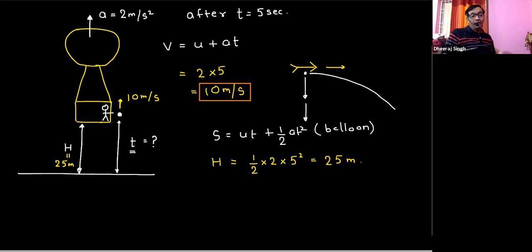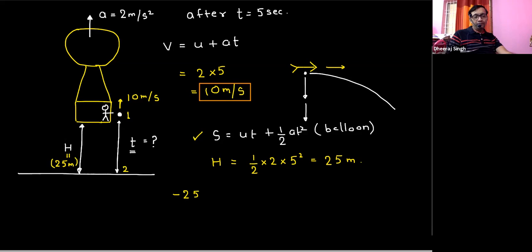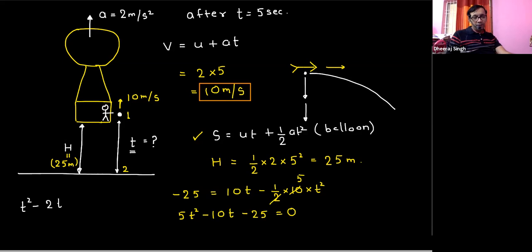So what I will do, I have the displacement 25 meters, right? So I'll use s equal to ut plus half a t square. This is my initial point, point number one. Final point, point number two. Between these two points, I will be using the equation s equal to ut plus half a t square. S is minus 25. U is 10, so 10 into t. This will be minus half into 10 into t square. Okay, so this is 5t square minus 10t minus 25 is equal to 0. Or further changing it, t square minus 2t minus 5 is equal to 0. So this is a quadratic equation, and the solution of this quadratic equation is the answer.